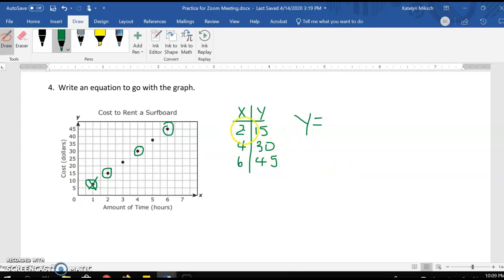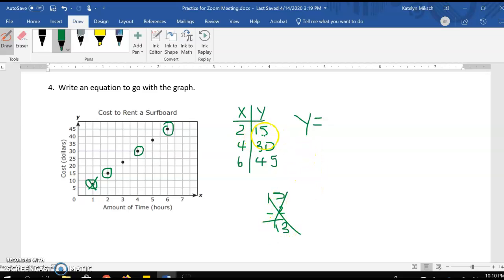Well, if we look at adding, 2 plus what number would give me 15? What's 15 minus 2? It's 13. So 2 plus 13 would give me 15. Then I've got to check it. If I do plus 13, is it going to work on the next one? Is 4 plus 13 going to give me 30? It's not. So that's out. We're not adding. We must be multiplying.